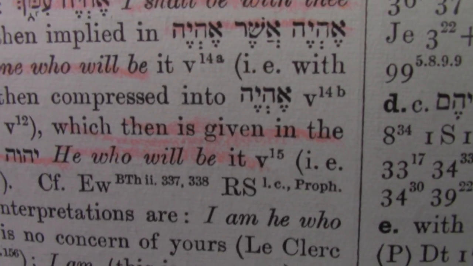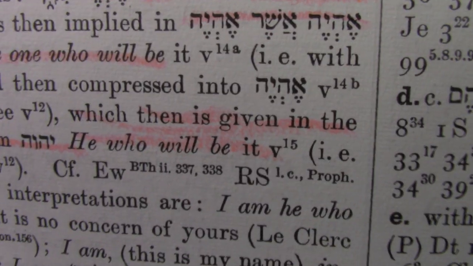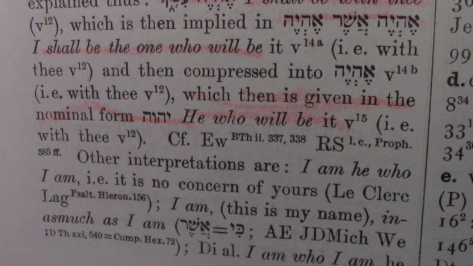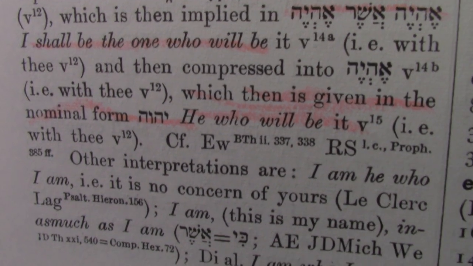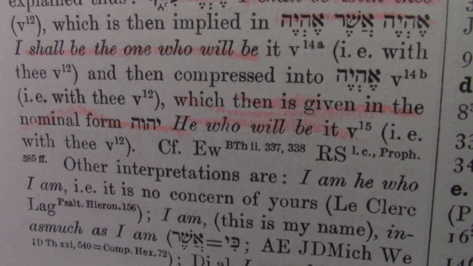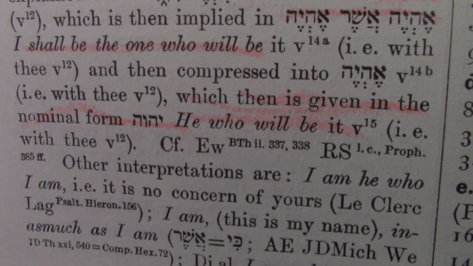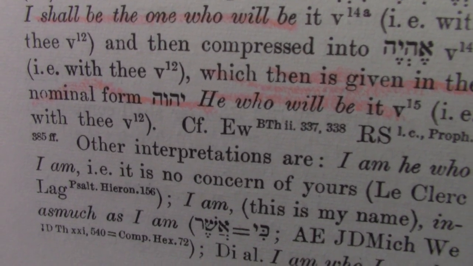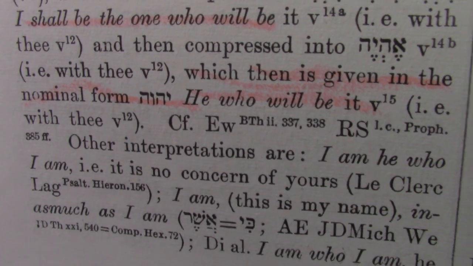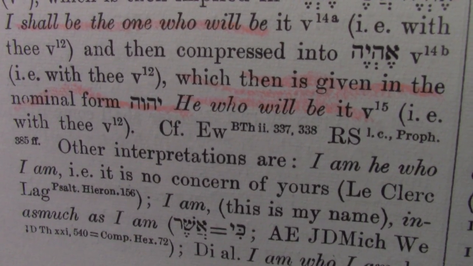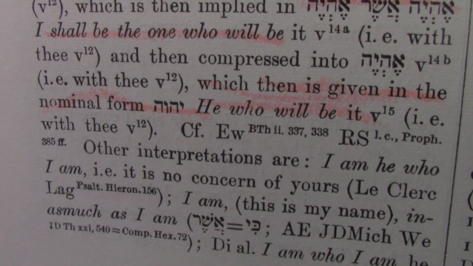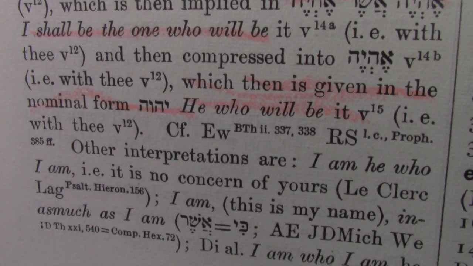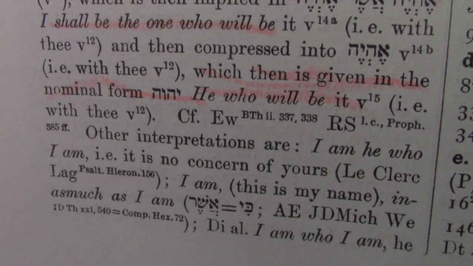Then it says verse 14a, i.e., and then it says with, did it say with you? Yeah, with you. Back to verse 12. And then it says, and then compressed into Ahaya, verse 14. And then it says, i.e., with you, verse 12. And then it goes and says, when then is given in the nominal form, Yahweh, he who will be it, verse 15, with you.